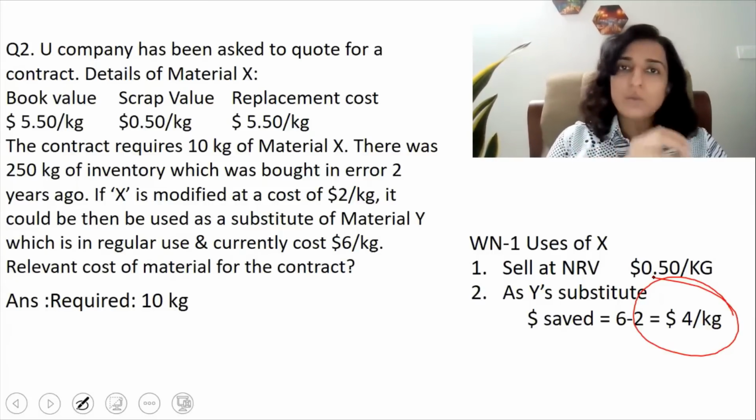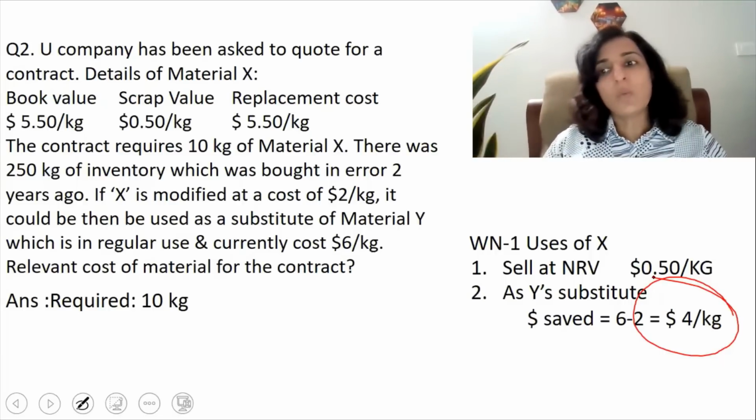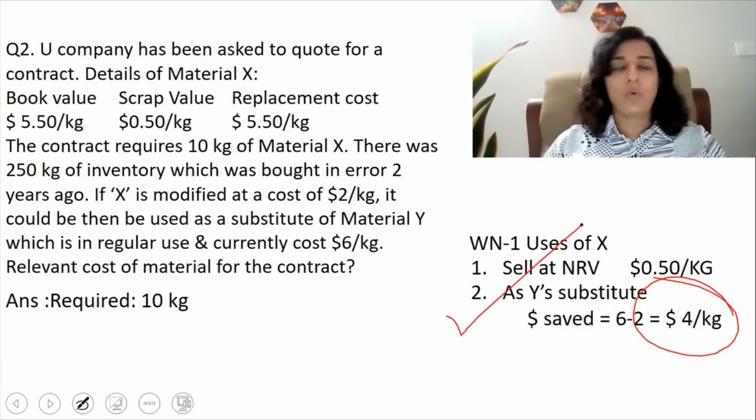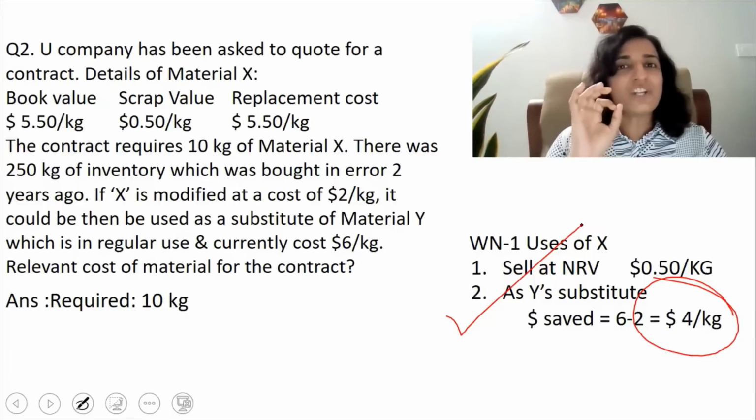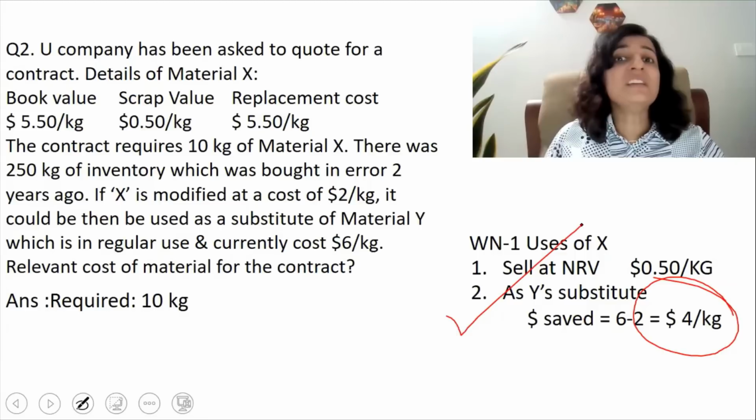Now, if you are using this material X for the new contract, then what are we losing? We are losing $4, which means that the cash outflow that is taking place because of our decision to use material X for the new project is $4. So what is the relevant cost?